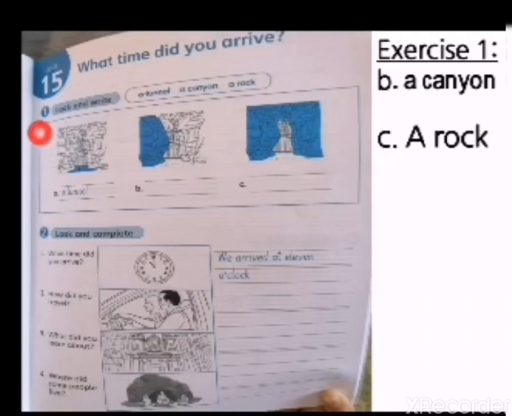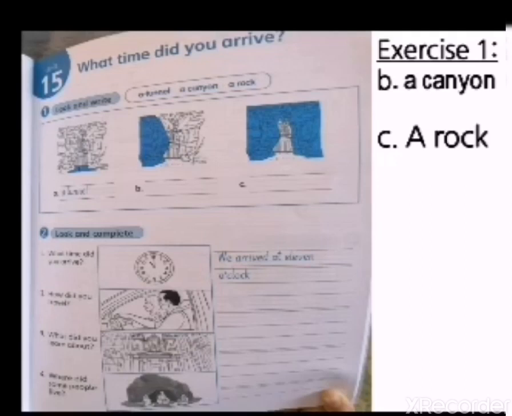So, number one, what time did you arrive? We have here a clock picture. It is at 11 o'clock. So, we arrived at 11 o'clock. This exercise is from exercise number one in your pupil book, from our first lesson in Unit 15 in our pupil book. So if we did not know how to form the sentence, we can go back to the book.